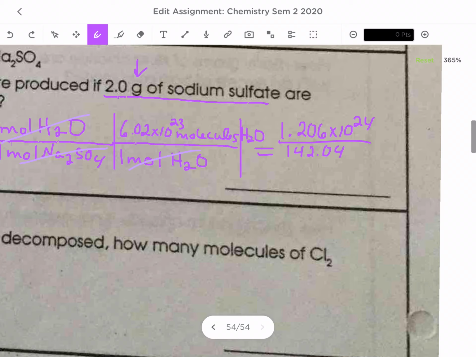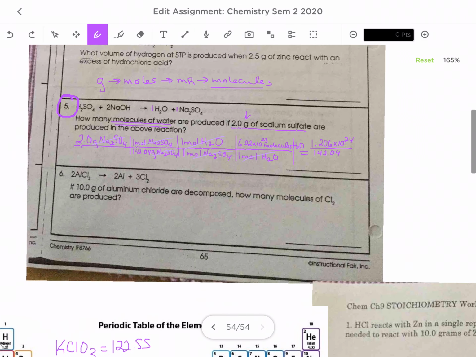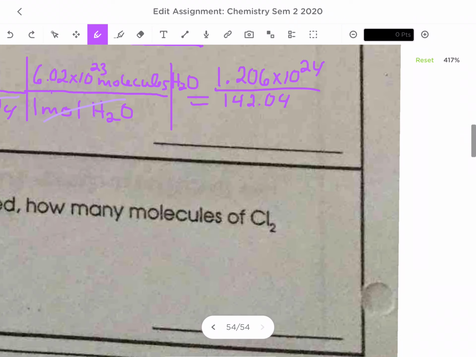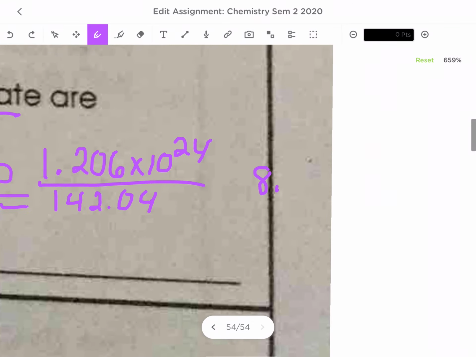So for this one, let me just refresh my math really quick. 2.0 times 6.02 E23 divided by 142.04 gives me this. Okay, so my answer that I get on my calculator is 8.47648 times 10 to the 21st.